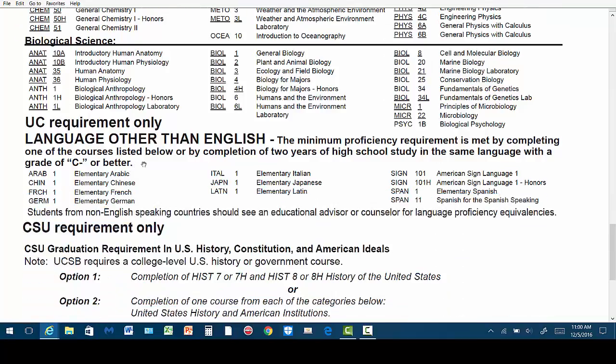UC requirement met by choosing one of these listed classes here, but if one had 2 years of high school study in the same language with a grade of C or better, that could be used in this section alternatively.